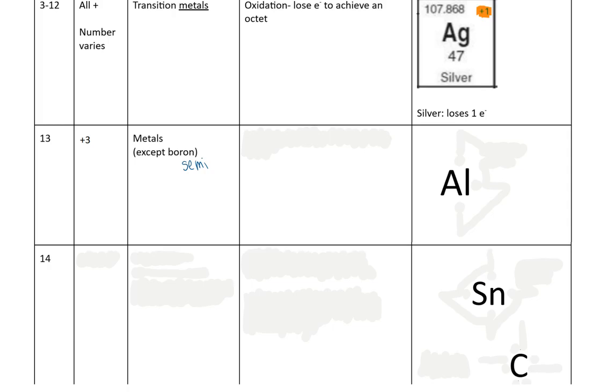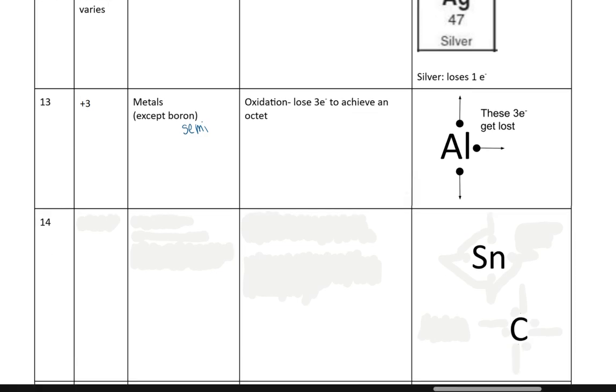Because we have metals, we're undergoing oxidation again. The +3 tells me that we are oxidizing. We are losing 3 electrons, and that's how the element is going to achieve its octet. So here's aluminum in that group. I'm going to show you the 3 valence electrons that it has. Those 3 valence electrons are all going to get lost. That way the atoms will be happy. They will have 8 valence electrons. They will obey the octet rule.